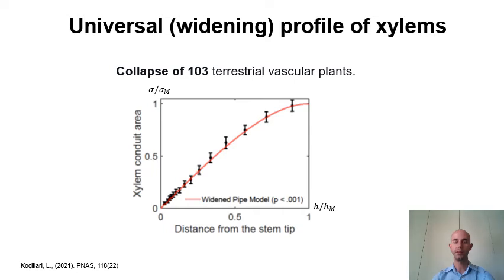One remarkable property of our analytical prediction is that it results in a universal widening profile of xylems. And this can be shown with a plot, by plotting the analytical prediction in the red curve in the rescaled space of sigma over sigma m and h over hm. And in this space, the model is able to capture the distribution in data, which is depicted by these black error bars representing 3 standard deviations from the mean.